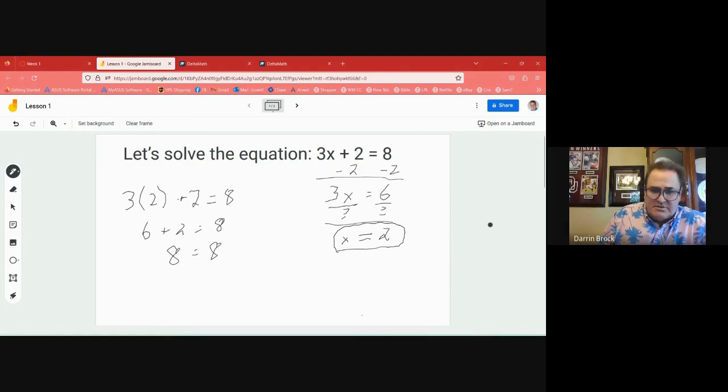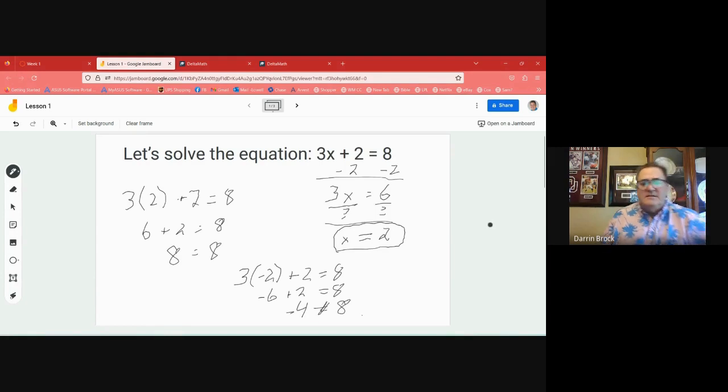If we tried another number, say maybe negative 2 works, we can test another number. 3 times negative 2 is negative 6, plus 2 equals 8? Negative 6 plus 2 is negative 4. That does not equal 8. That is not a solution. So checking our solution is always important to do. We can see that in this case, there is one solution, and the solution is x = positive 2.